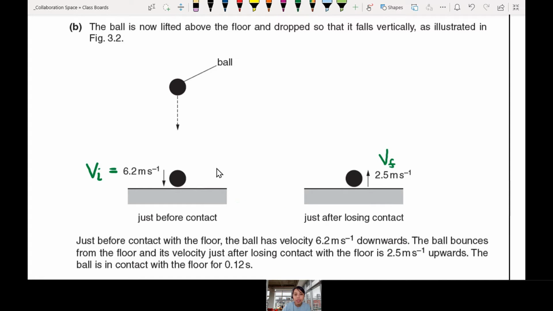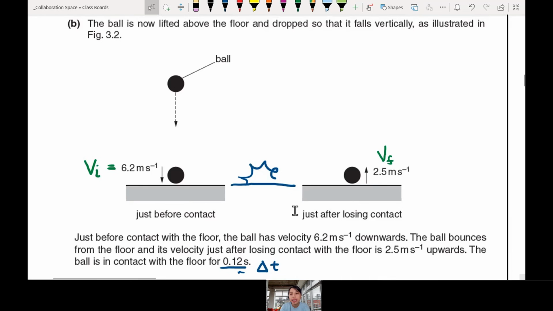The ball is in contact with the floor for 0.12 seconds. This is called, I guess, a delta T. Okay, so you have a floor here. Boom, boom, boom, boom. They are in contact for 0.12 seconds. Okay. I think we got a nice setup here. What are they asking?